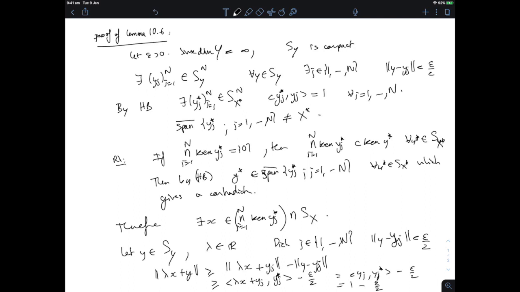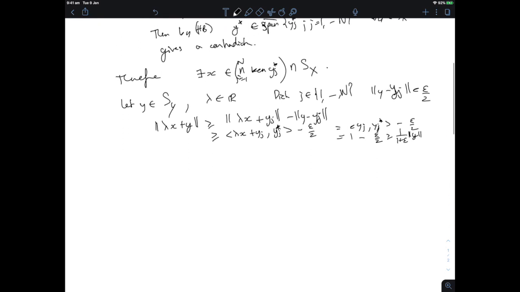And 1 minus epsilon over 2, well, you can do a little computation. This is greater than 1 upon 1 plus epsilon times the norm of y, because I've chosen the norm of y to be 1. And so once you have that, it's just a matter of doing a little scaling. You then get that for every y in capital Y, lambda x plus y divided by norm of y, multiplied by 1 plus epsilon, is greater than 1, and that's true for every lambda.